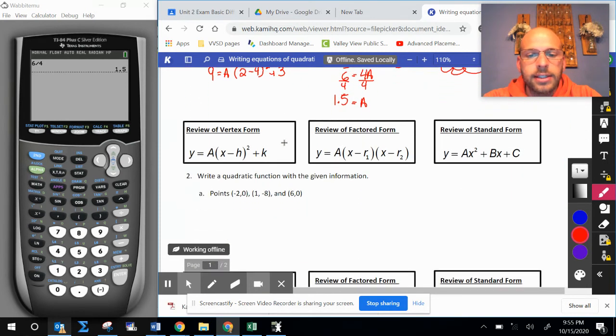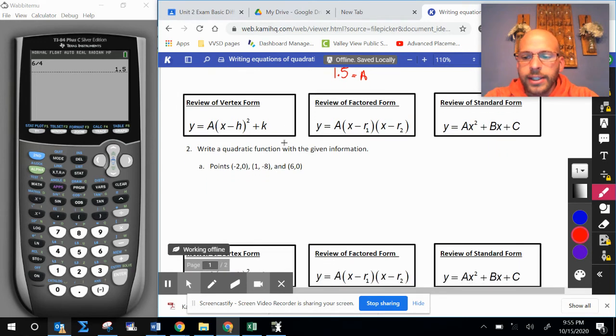So let's take a look at example 2. Now in example 2, I want you to see I gave you 3 points, but within those 3 points, negative 2, 0, and 6, 0 are x-intercepts. And when I give you two x-intercepts, we're going to use the second form called factored form, okay?